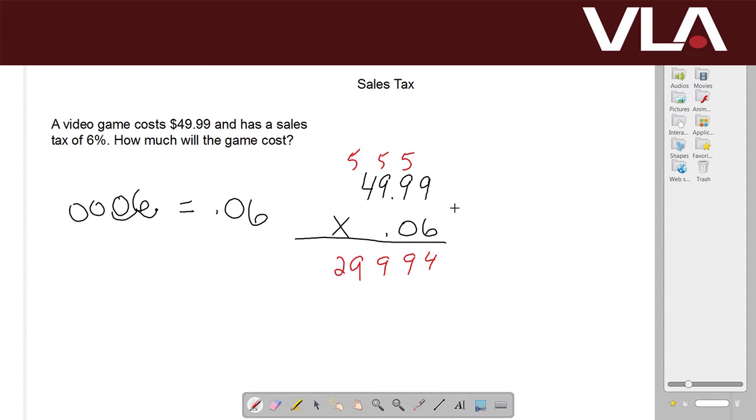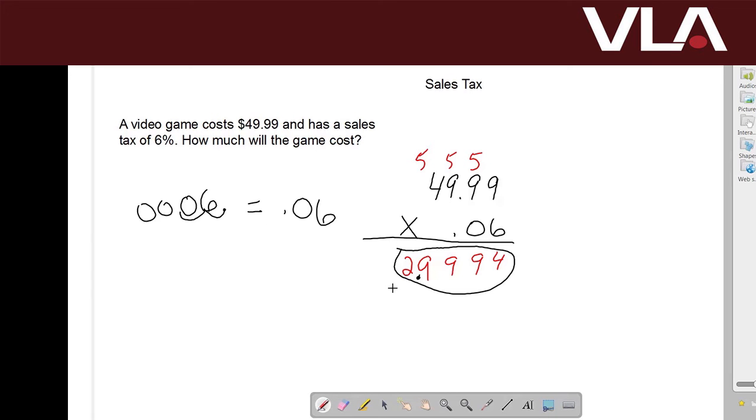When we do multiplication with decimals, you just count how many digits there are to the right of the decimal, 1, 2, 3, 4, and then you move the decimal left 4. So there's 4, so 1, 2, 3, 4. That will give us a sales tax of approximately $2.99. So I would round that up to $3.